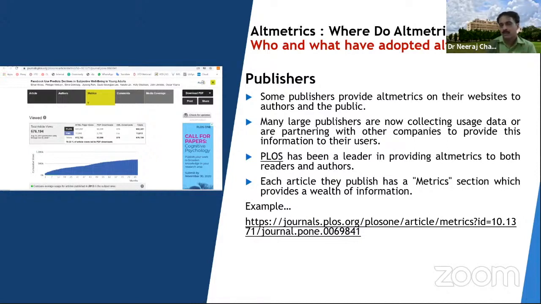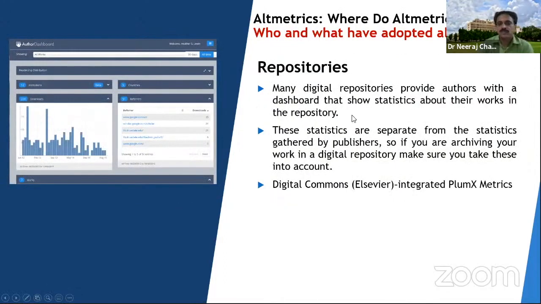PLOS is the Public Library of Science, which is the publisher of open access journals. They are publishing a number of open access journals and they are using the altmetric tools. Each article they publish has a metrics section which provides a wealth of information. So this is one of the sources. Second source is the digital repositories. Many digital repositories provide authors with a dashboard that shows the statistics about their work in the repository. These statistics are separate from the statistics gathered from the publishers. So if you are archiving your work in a digital repository, make sure that you take these into account.